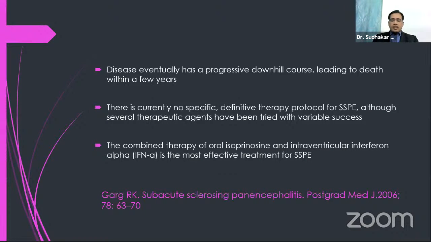Until now, there is no specific and definitive therapy protocol for SSP, although various agents have been tried with variable success, and there is no definitive guideline. Out of all those agents, the combination therapy of oral isoprinosine and intraventricular interferon alpha is the most effective one till now for the treatment of SSP.